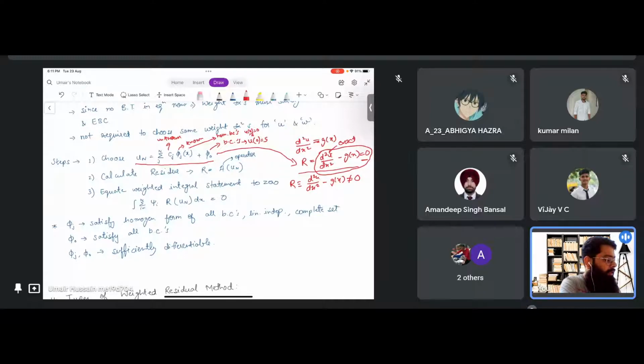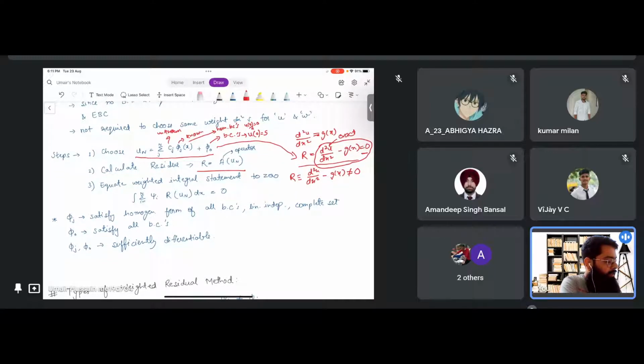And we minimize that error by our weighted residual statement. That's what we studied in our earlier classes. So we get the residual here, and then we get the weighted integral statement. We multiply the residual by each weight function, integrate over the domain, and equate it to 0, in order to minimize our residual.